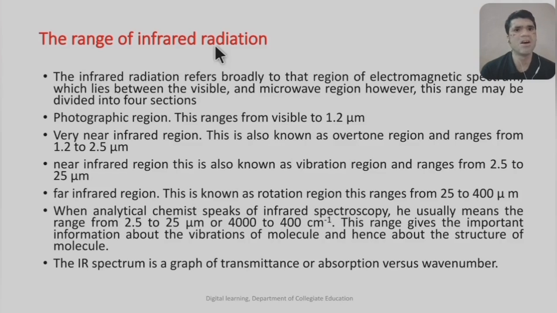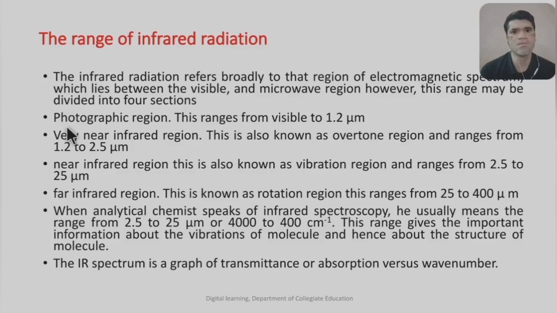The range of infrared radiation. The infrared radiation refers broadly to that region of the electromagnetic spectrum which lies between the visible and microwave regions. So in the electromagnetic spectrum, the infrared region occurs between the microwave and visible regions. Further, this infrared region can be divided into 4 sections.